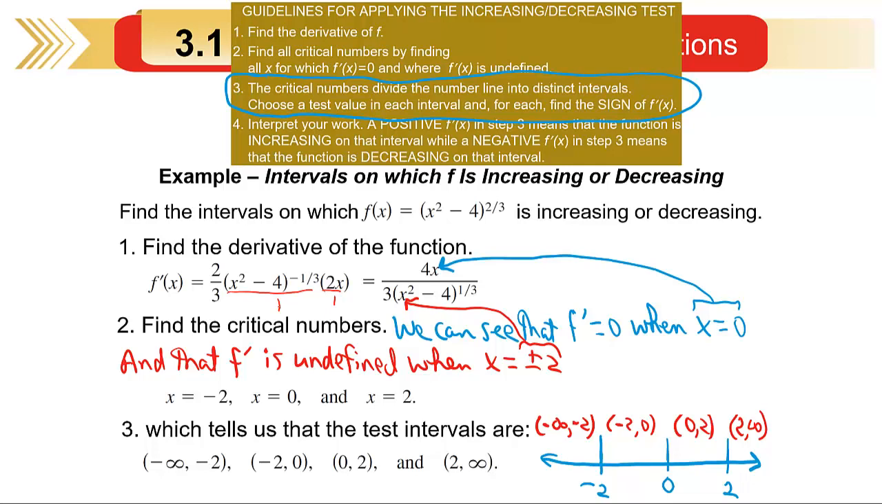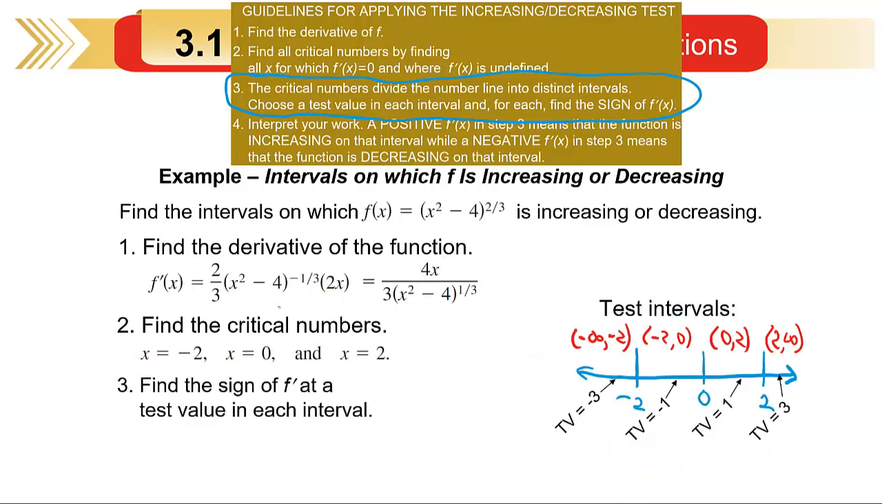And remember how you check them. You take a test value in each interval. So you take something to the left of minus 2, I took minus 3. Something between minus 2 and 0, I took minus 1. Something between 0 and 2, I chose 1. And something bigger than 2, I chose 3. And then you take those test values and you plug them back into the derivative.